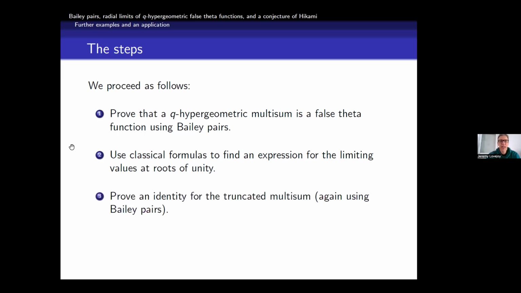And then using the Bailey pairs again, in fact, using the same Bailey pair we used in step one, we prove an identity involving the truncated multisum. So we don't obtain exactly the truncated multisum. I talked about this last time. We obtain the truncated multisum up to some terms that have q to the capital N in them. But if q is a primitive capital Nth root of unity, this just disappears. Then we compare this identity with the values at roots of unity from step two, and they're just a short calculation away.